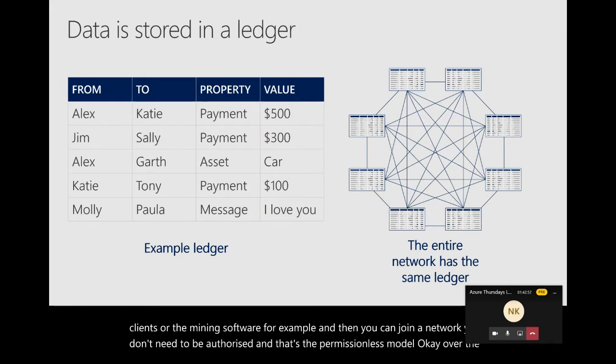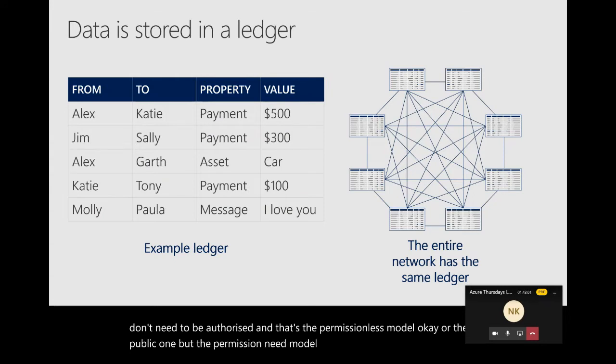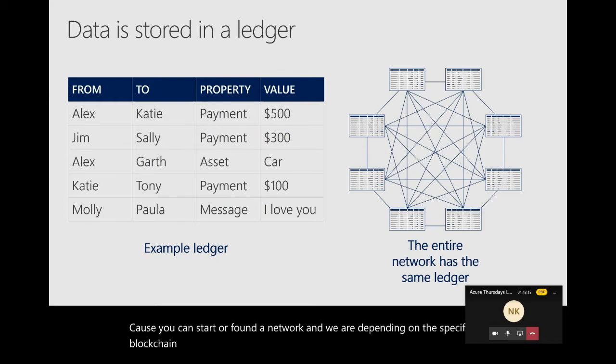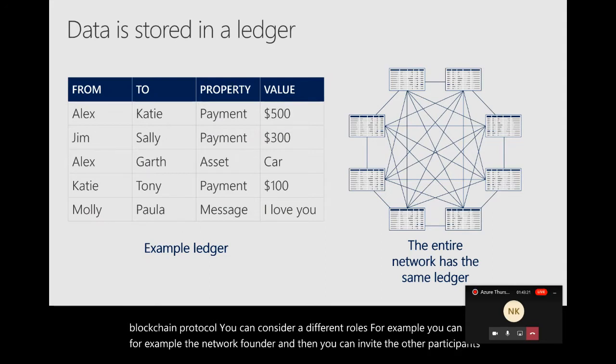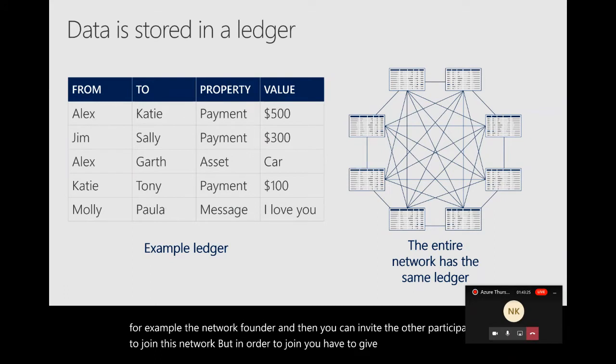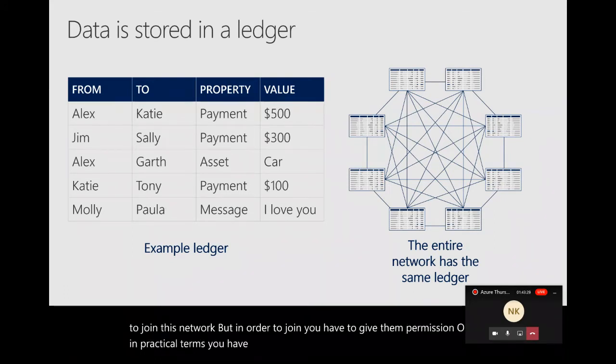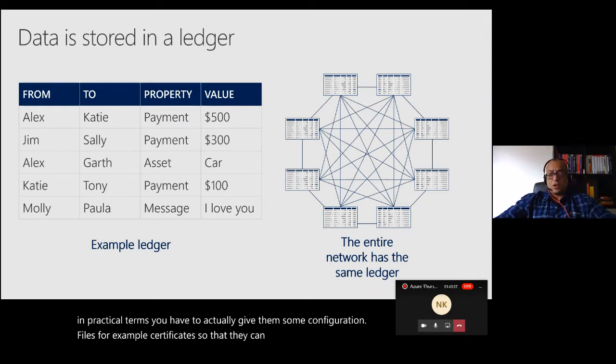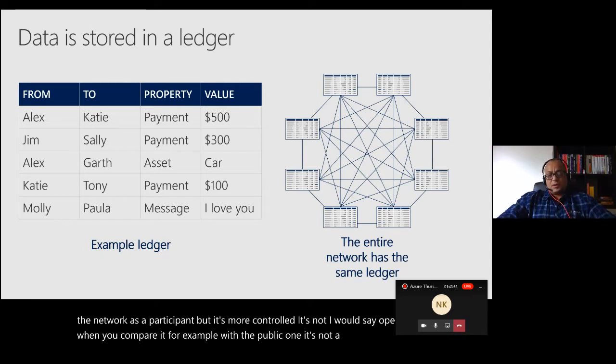But the permissioned model is different because you can start or found a network, and depending on the specific blockchain protocol, you can consider different roles. For example, you can be the network founder, and then you can invite the other participants to join this network. But in order to join, you have to give them permission. In practical terms, you have to give them some configuration files, for example certificates, so that they can be authorized to join the network as a participant. But it's more controlled. It's not open when you compare it with the public one. It's not a wild west in terms of who can see the data.